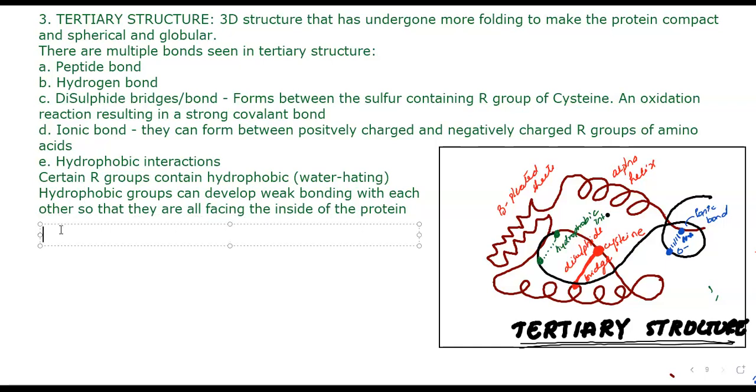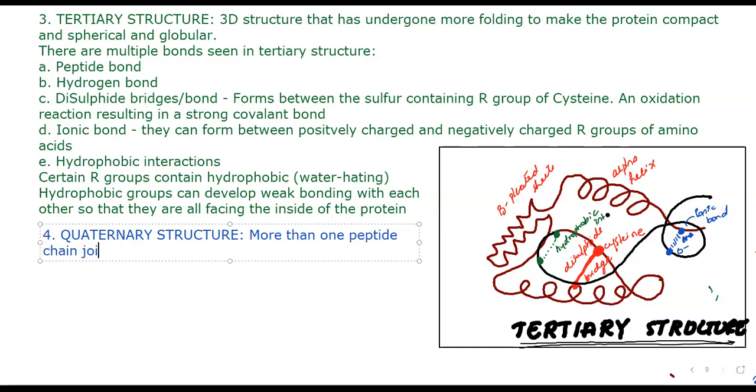Quaternary structure is very easy. After all this, quaternary structure is very easy. Now you will ask me, Miss, what more can happen? I've taken that protein and I've folded it every single way possible. Quaternary structure is when more than one peptide chain join.